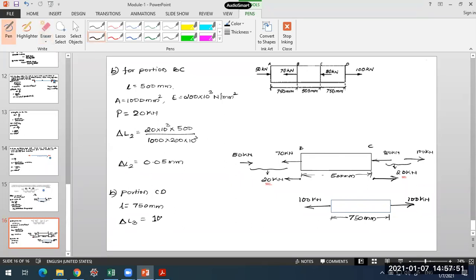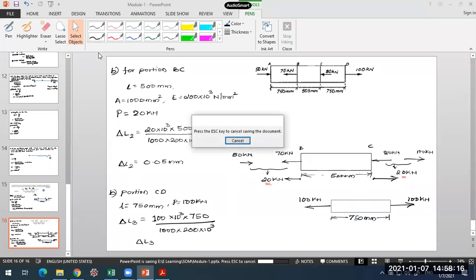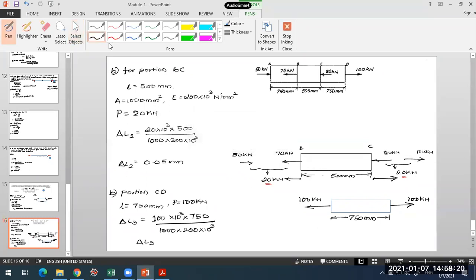So P is equal to 100 kilonewton net force, 100 into 10 raised to 3. L is 750, divided by A is 1000, E is 200 into 10 raised to 3. Okay, PL by AE. Delta L3 comes out to be 0.375 mm.